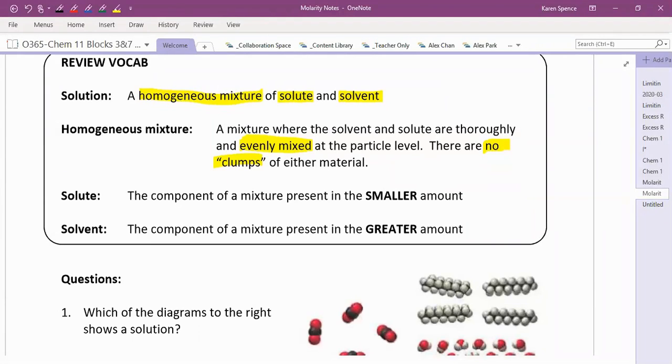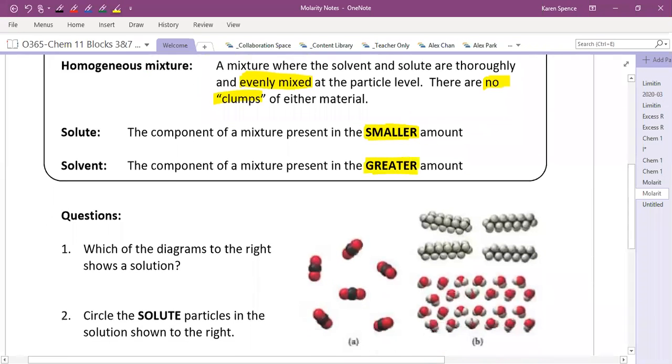The solute is the component of the mixture which is present in the smaller amount. So if you had salt water, your salt would be the solute. And the solvent is the component which is present in the greater amount. So again, if you had salt water, that would be your water.